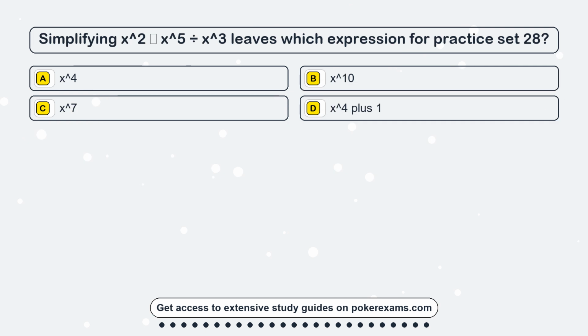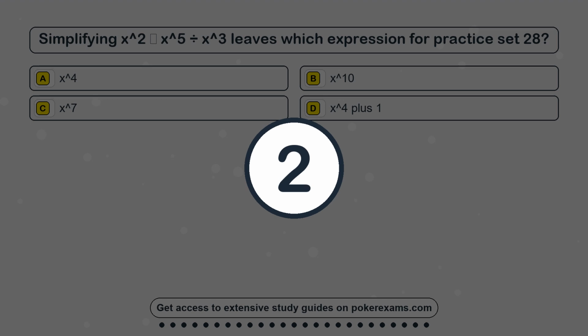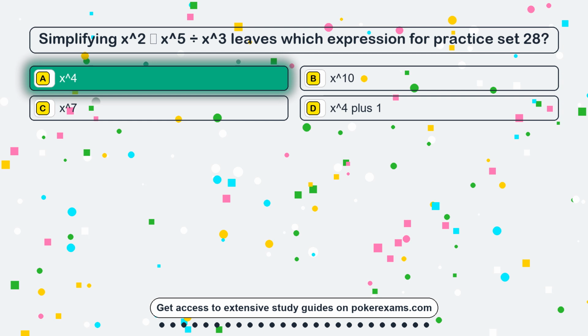Question 6. Simplifying x^2 x^5 divided by x^3 leaves which expression for practice set 28? Option A x^4. Option B x^10. Option C x^7. Option D x^4 plus 1. The correct answer is option A, x^4.